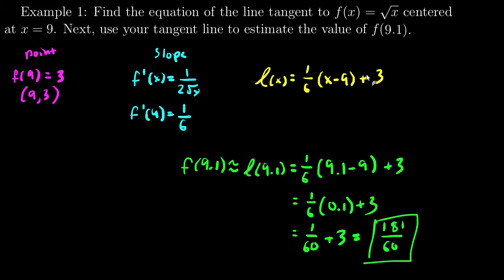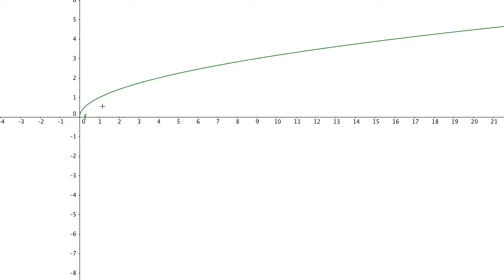Before we go on to see some about error, let's look at graphically what happened. So here is my graph of the square root of x. And we're going through this point here at 9, 3. And you can see the tangent line, as long as I'm very close to 9, the black line and the green curve are very close to each other. But as I move further away from 9, you see that the black line gets further off of the green curve, making it a worse approximation.